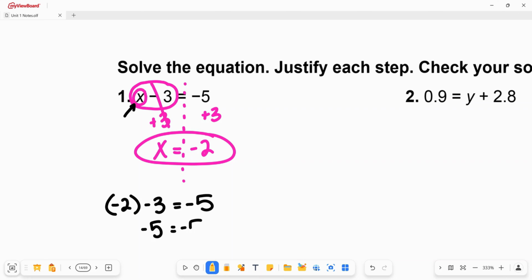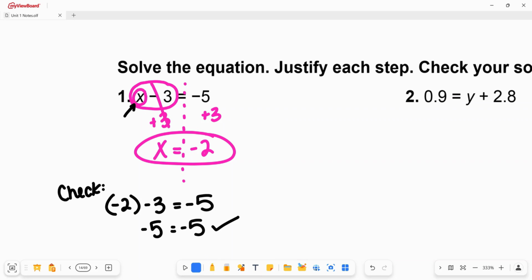That is, in fact, -5. -5 equals -5, which is a true statement, right? If it said -18 equals -5, that's not true, but negative 5 equals negative 5. So that would be checking.